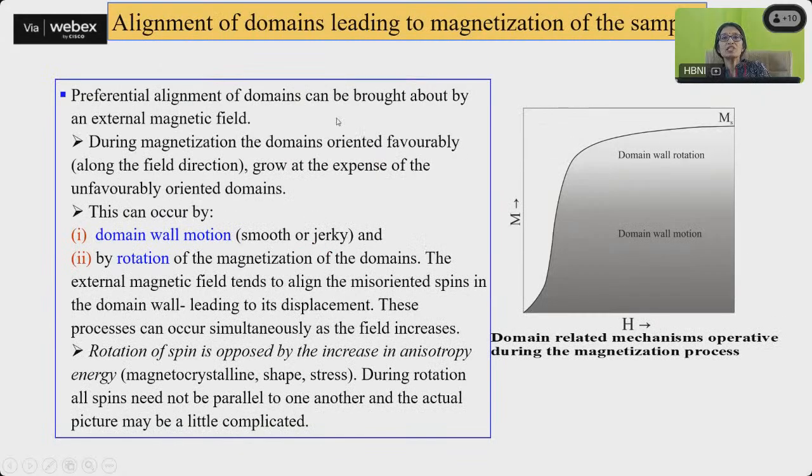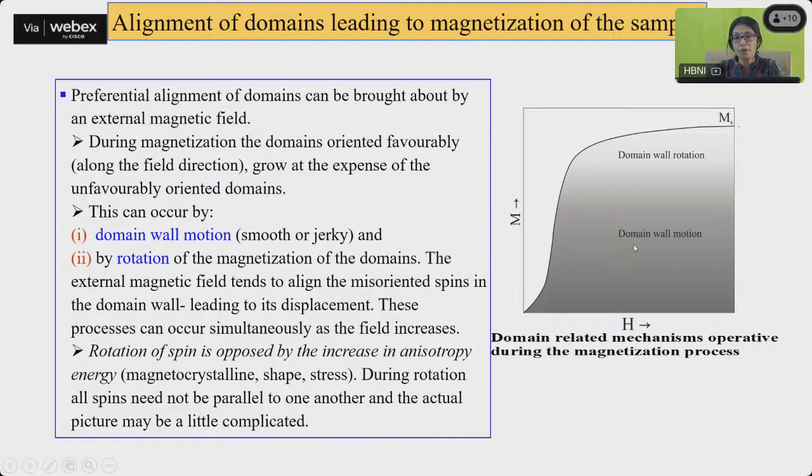So now we'll talk about the alignment of domains which leads to magnetization of the sample. Whenever we are increasing the external magnetic field, you find that the magnetization increases in this particular way, right? You have this kind of S-shaped curve. So there is a steep increase followed by a slow increase of the magnetization value until it reaches the saturation point.